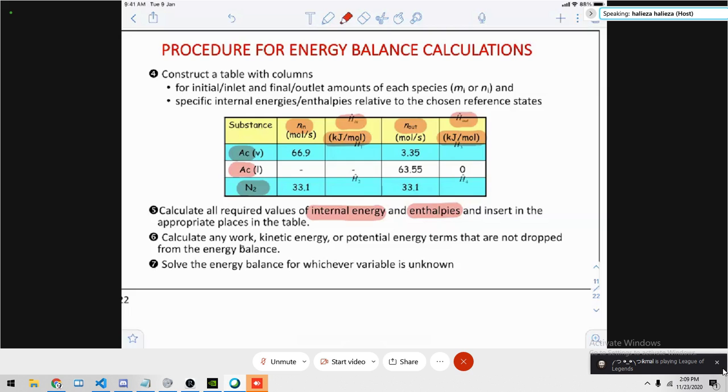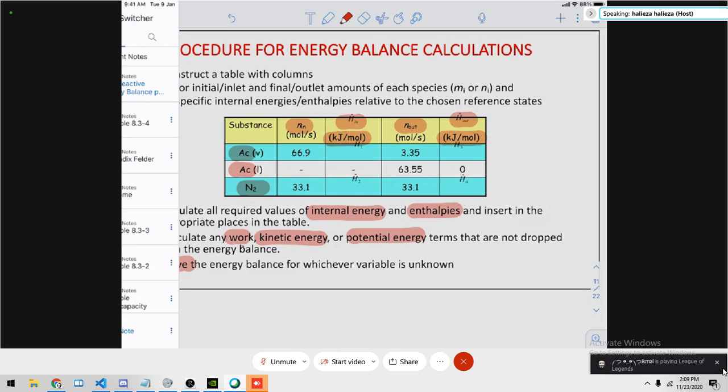Any terms that need to be cancelled off, for example kinetic energy, work, or potential energy, give the reason for dropping it off. Do not just say it's equal to 0. You need to specify why it is being dropped. Then you can solve the energy balance based on what you have written in the table. You can easily get it from the table and solve it. Now let's go back to that example just now.